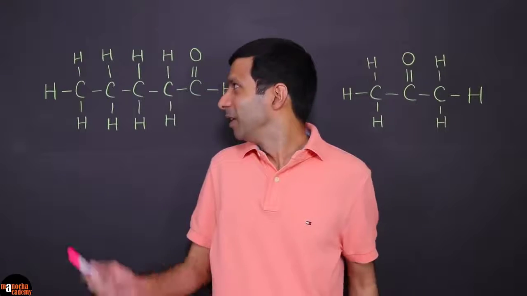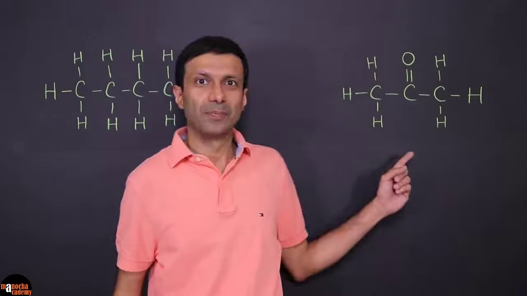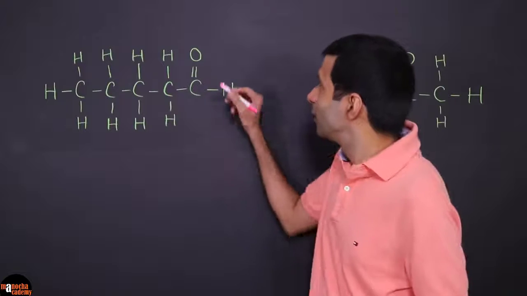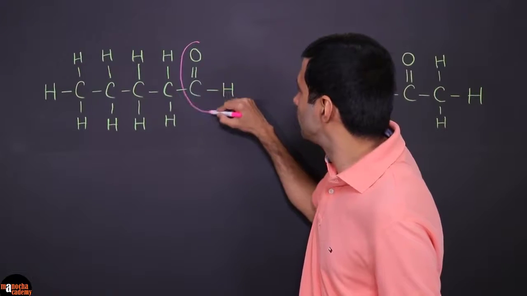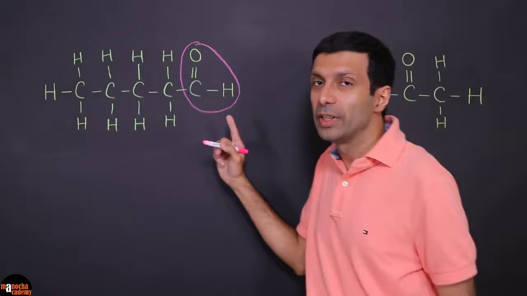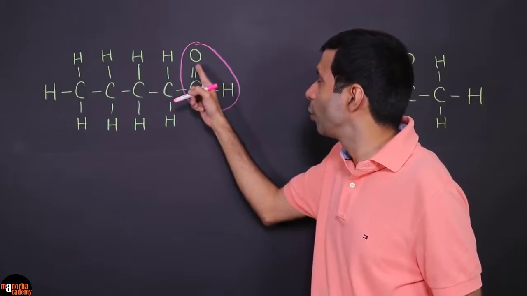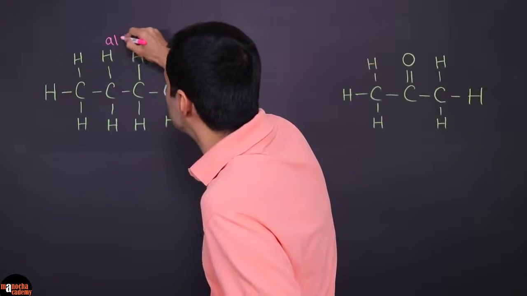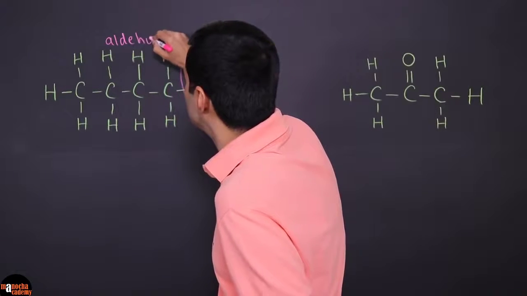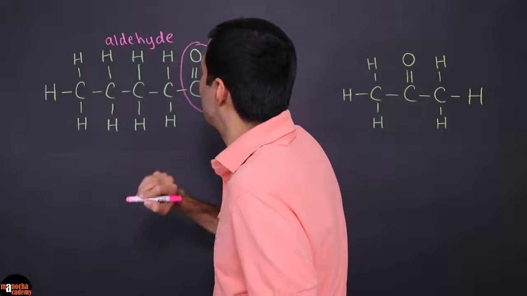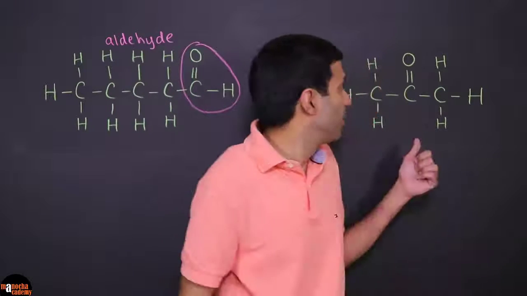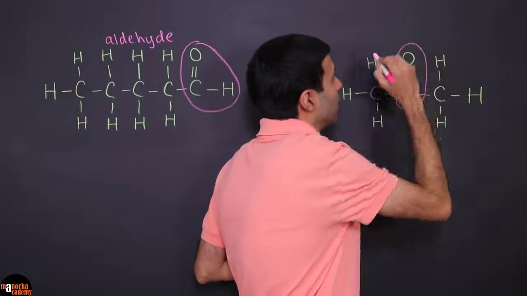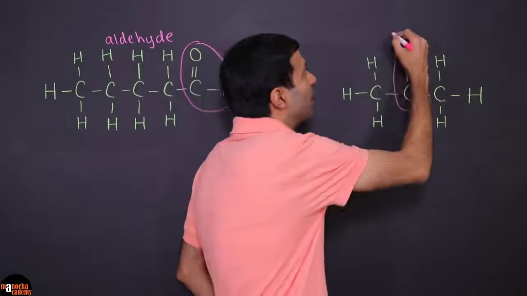Now let's try to name these 2 compounds. Earlier we had seen the alcohol functional group. Here also there's a functional group. So do you know the name of this functional group which has C double bond O and H? That's right, it's called aldehyde. And what is the functional group on this compound? This is our functional group, and it's called ketone.